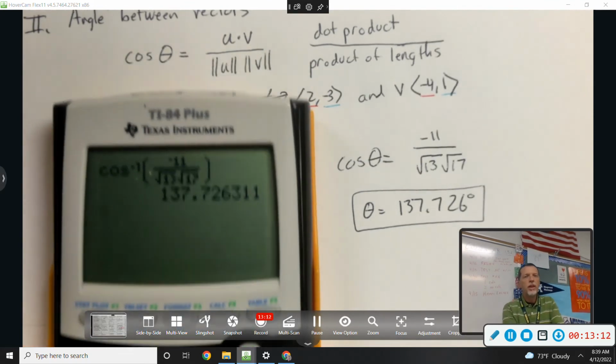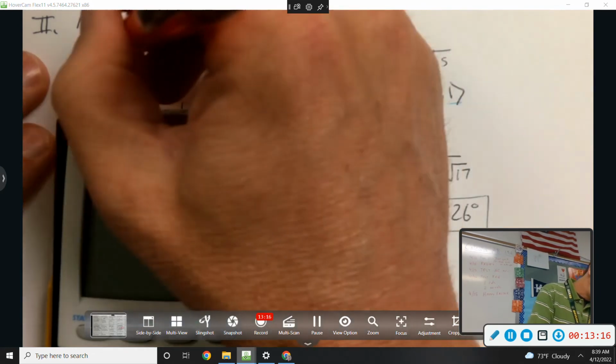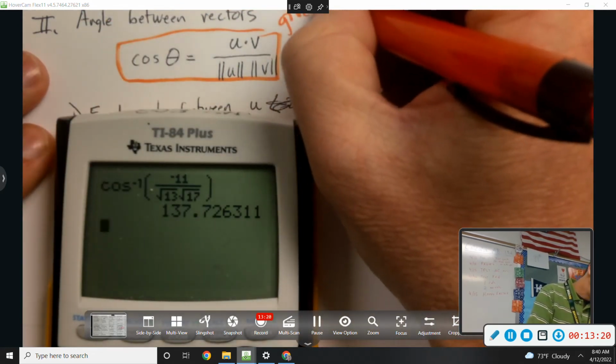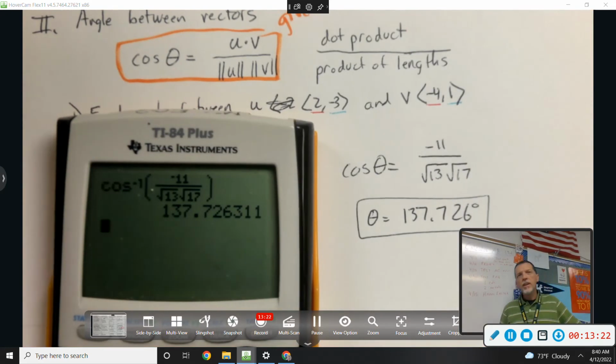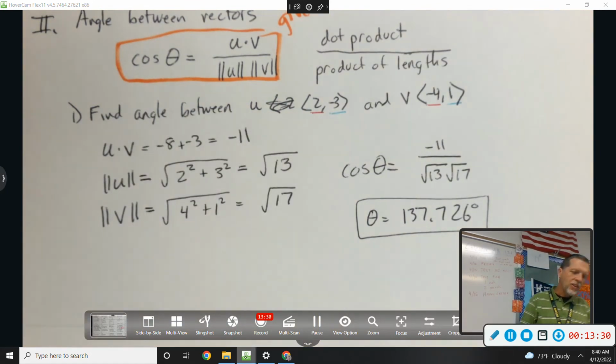So again, the formula is a little bit tricky. It's got a lot of pieces to it, but it will always be given to you. So it's just a matter of finding the pieces, putting it in the calculator the right way, being careful. I do want to show you a way to check that answer.